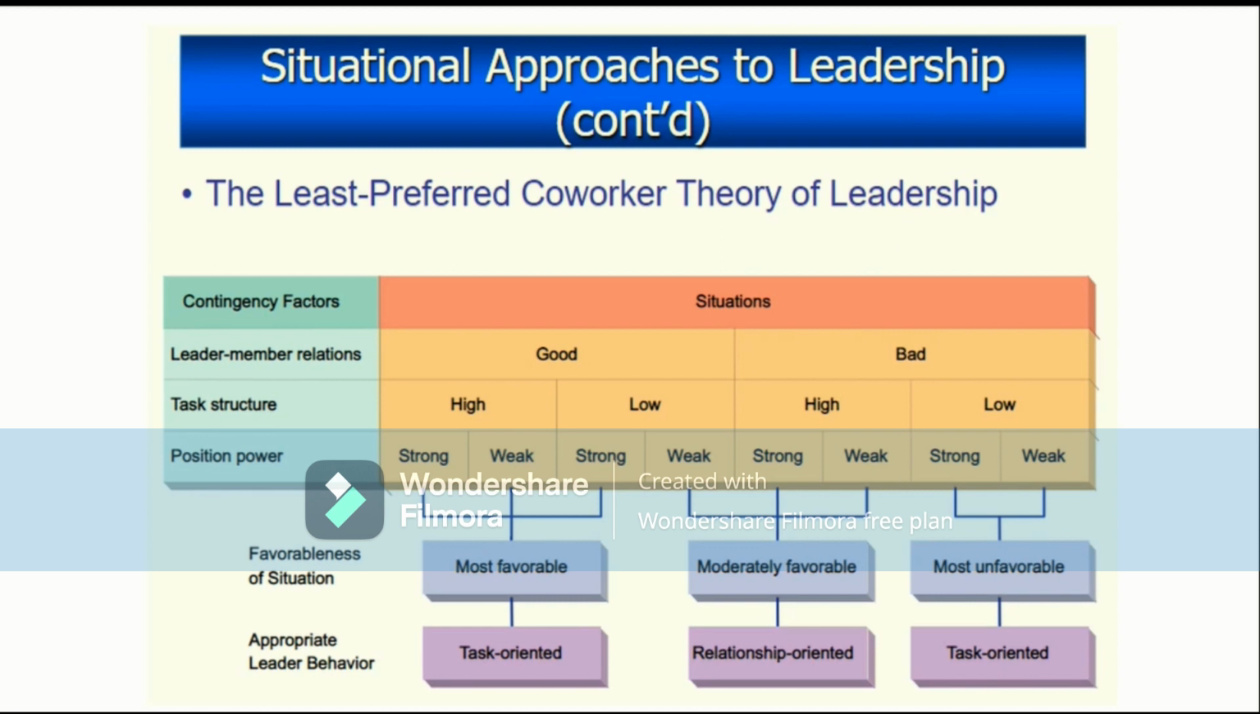Next is task structure, which may be high or low. In both cases, good leader-member relations or bad leader-member relations, the task structure will be high or low. The next is position power. Same is the case with position power. We have two options: it can be strong or weak. If the situation is good and the task structure is high, the position power may be strong or weak. And if the situation is good and the task structure is low, the position power may be strong or weak. Same is the case with bad leader-member relations: the task structure may be high or low, and the position power may be strong or weak in both cases. At the bottom, the favorableness of the situation and appropriate leader behavior.